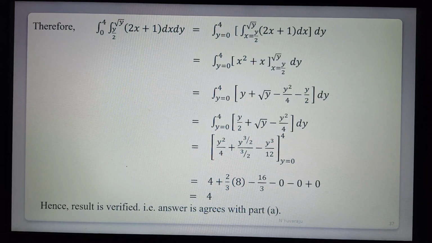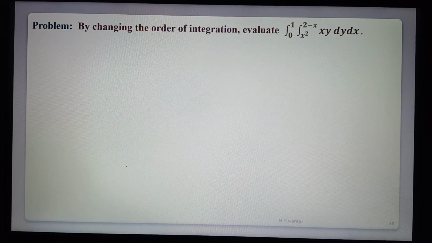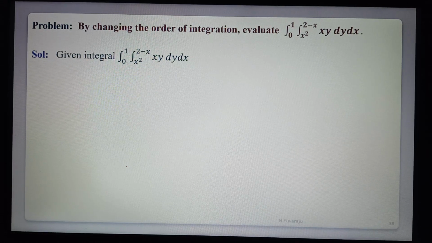See the next example. By changing the order of integration, evaluate the integral from 0 to 1, integral from x square to 2 minus x, of xy dy dx. This is also a long question, an important question. Listen carefully, it is a difficult question. So the integral from 0 to 1, integral from x square to 2 minus x.